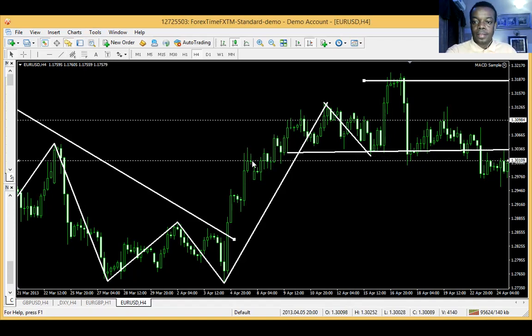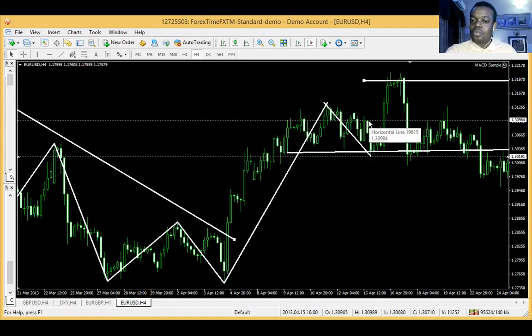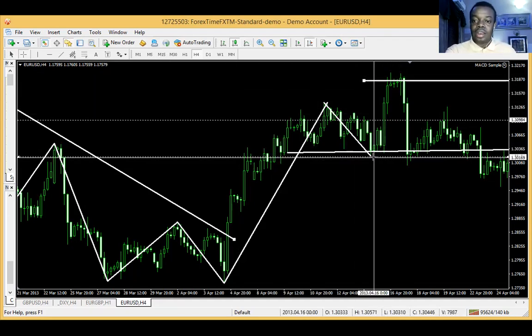This low here, this harami, the mother and child. These two candles are mother and child, and you entered at the next candle that is higher than this, which is this candle. Now how many pips from here? If you are trading candlestick with trend line, you have already achieved your aim. This is it. Okay, 80 pips, right?